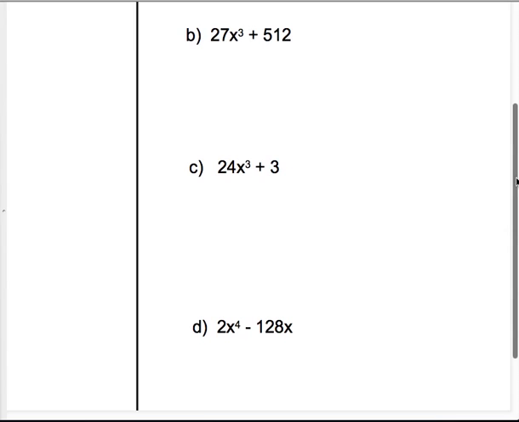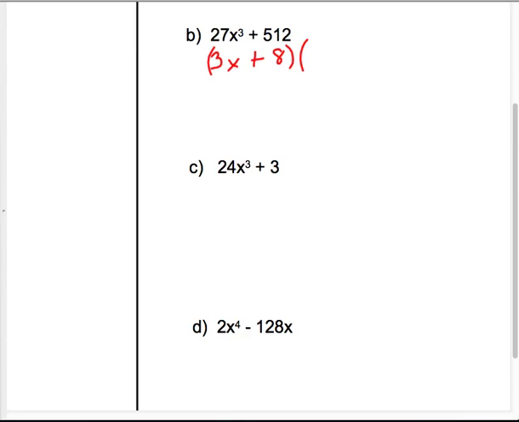All right, for B, again, 27 is a perfect cube, and so is 512. So the first thing I'm going to do is identify the cube root of each term. Cube root of 27 is 3. Cube root of x cubed is x. Keep the sign. The cube root of 512 is 8. So that's my first binomial, the first step in my factoring.